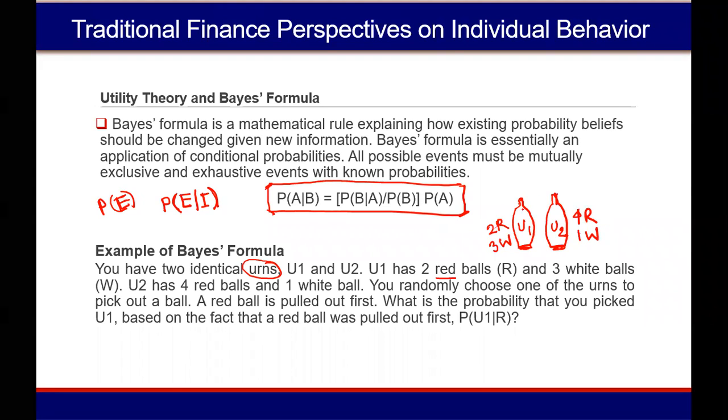So these two urns are identical, so it is not possible to recognize which urn you have picked. For example, it has been said that you have randomly chosen one of the urns to pick out a ball. The ball you picked, let's say, is a red ball. So the question is, what is the probability that you have picked U1, the first urn, given that the ball you have picked is the red ball?